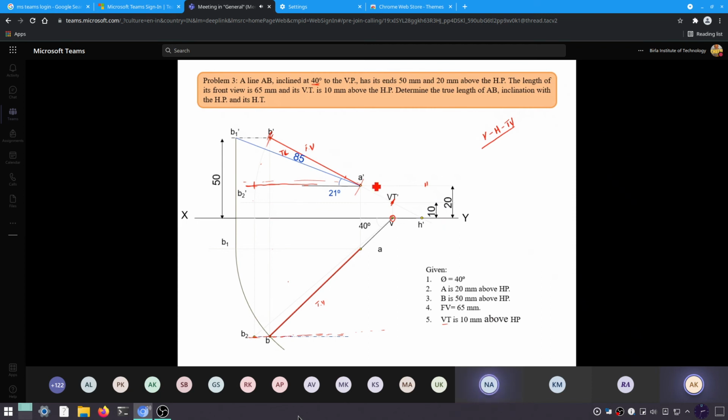So see, we don't know the location of point A from here, right? And we don't know the angle of that. But we know the point B. So to obtain the front view and top view, we have to use this VT information because we know these two lie in the same line. If we had only one piece of information, we would go for that only. Is it fine?